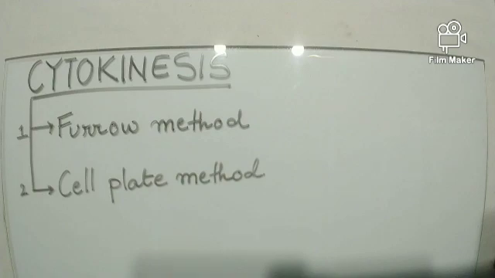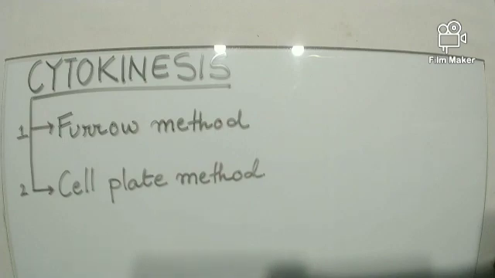Now as we already know, cytokinesis is the division of cytoplasm. As we had seen in our earlier lecture, there are two types of division, that is karyokinesis and cytokinesis. Karyokinesis was division of nucleus and cytokinesis is division of cytoplasm.